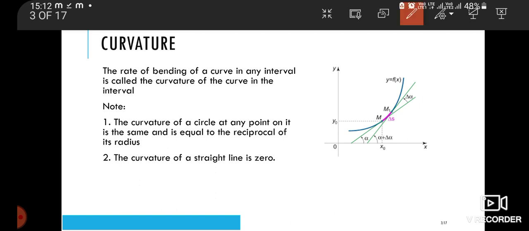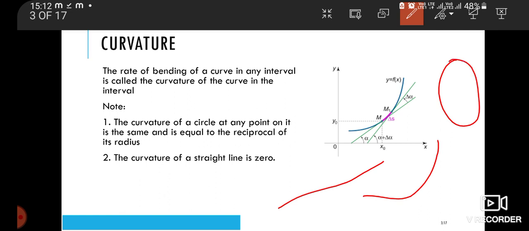So this is one curve, this is also a curve, this is also a curve. So these are all curves. Now we should know what curvature is. The rate of bending of a curve in any interval is called the curvature of the curve in the interval. Suppose we are considering this curve, I can take any interval. This is A, this is B, the bending part. So this bending part is known as curvature.